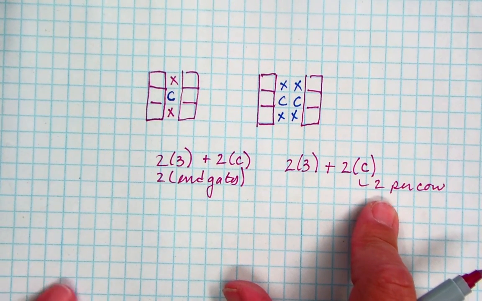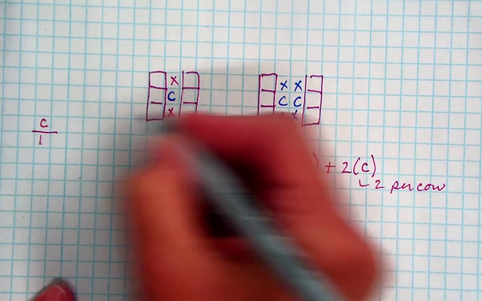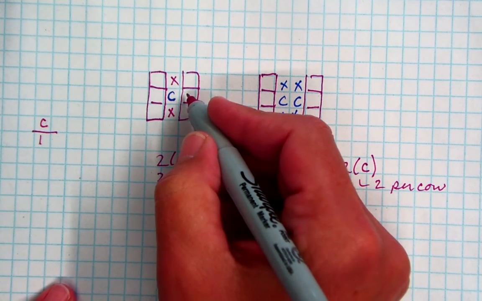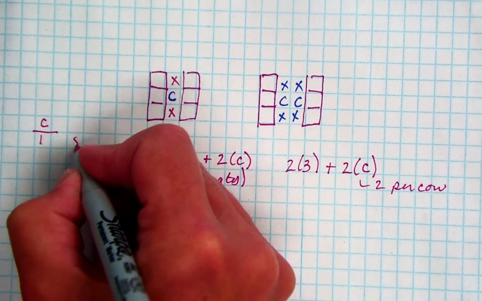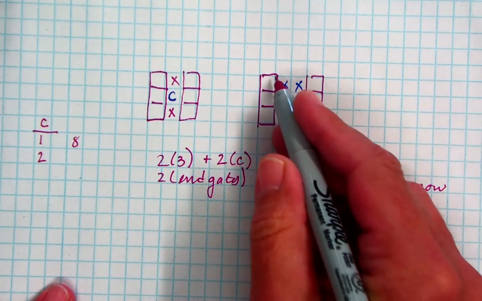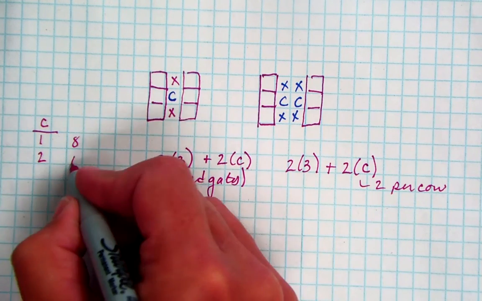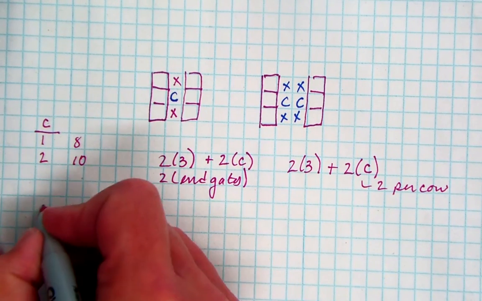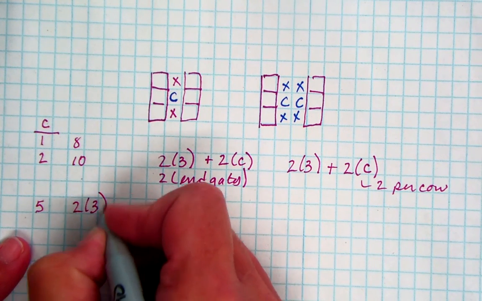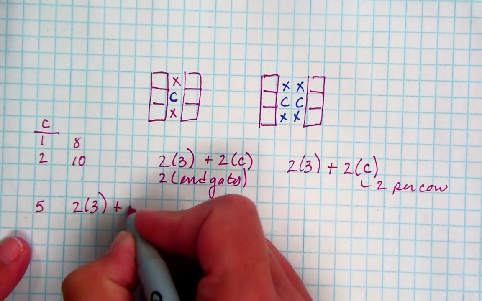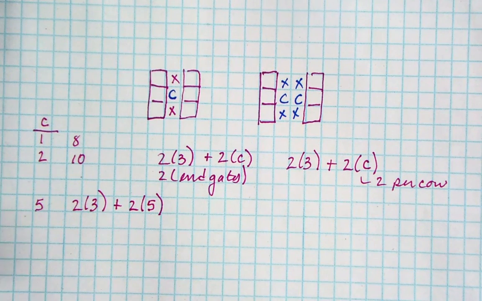Now if I'm going to make a table, if I have 1 cow and I count the number of fence panels, I see 8. If I have 2 cows, I see 10. So if I had 5 cows, I would see 2 groups of 3 for the end gates and 2 per each cow. So that's kind of how you want to write this.